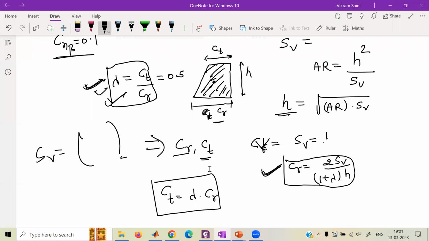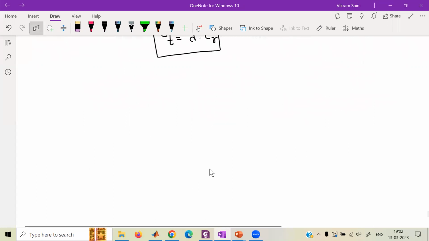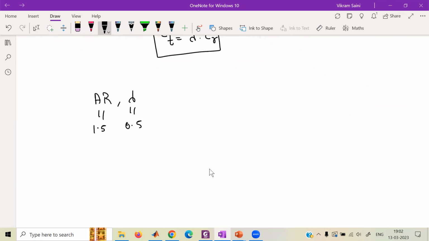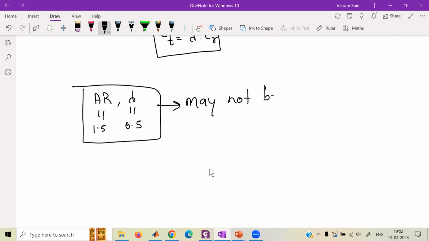We have made two fundamental assumptions here. One on aspect ratio and one on taper ratio. I've given it as 1.5. I've given it as 0.5. They may not be perfect, because we just chose them, right? So what do you do when you don't have perfect numbers? Any suggestion as a designer?